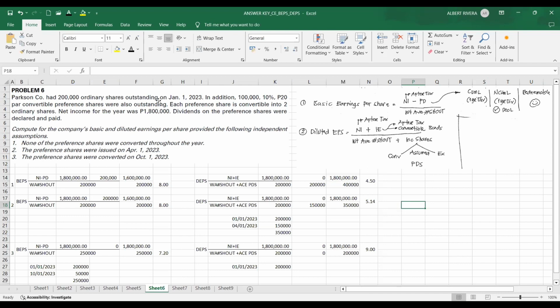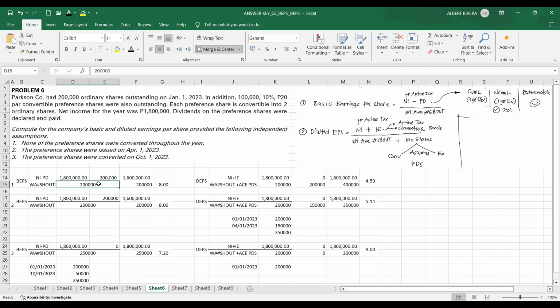Here comes the classification, whether the preference shares are cumulative or non-cumulative would be indifferent, would not matter. Why? Because there is a declaration of dividends. Kaya talaga magbabawas ka dyan. Whether this is cumulative or non-cumulative, since there is a declaration of dividends, you will deduct 1-year dividend. So this would be 100,000 times 20 times 10%. So this is 200,000 here.